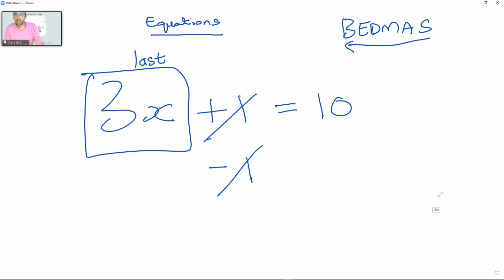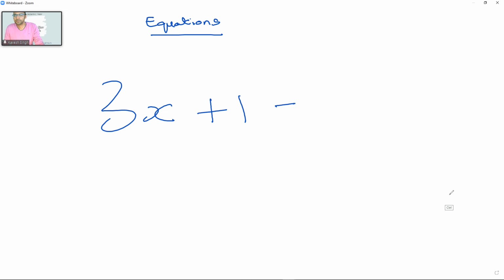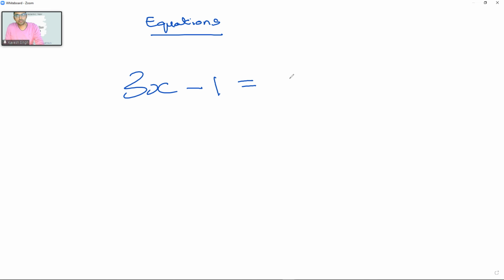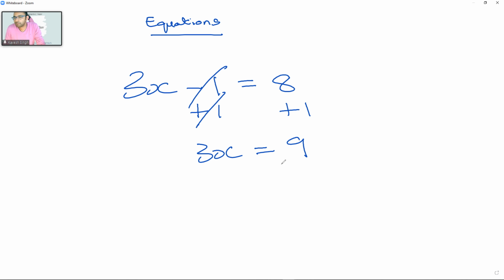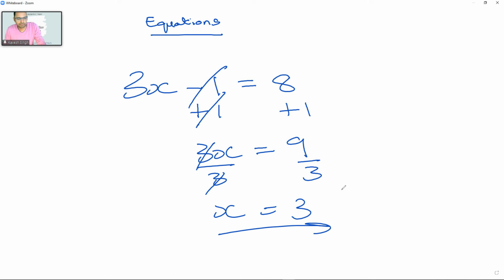All right. So what did I do there? I plus one first. So if I have another equation, let's say I've got 3x minus 1 equals 8, I will plus 1 first. And then keep the 3x, move it to the right, cancel it out, it's gone, it disappeared. 8 plus 1 gets you 9, and then divide by 3 on both sides. Gets you x equals 3. Okay? All right, cool.